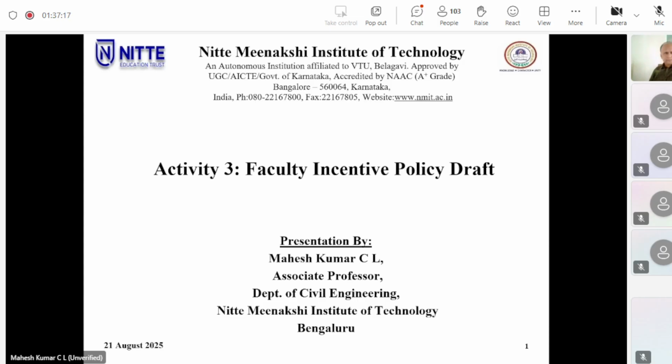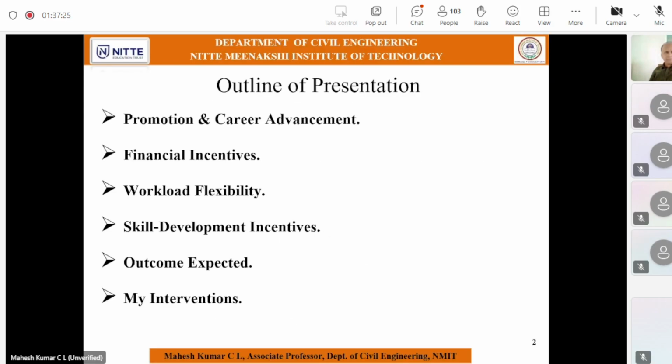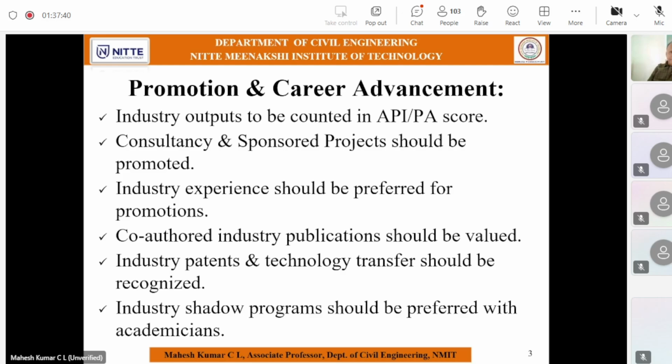As such, I see in multiple places there is no clear-cut faculty incentive policy draft, which many institutes are lacking, and I don't know the particular reason. My presentation outline covers promotion and career advancement, then incentives, workload flexibility, development incentives, and expected outcomes, and afterwards I'll come with my interventions. Let me start with promotion and career advancement.